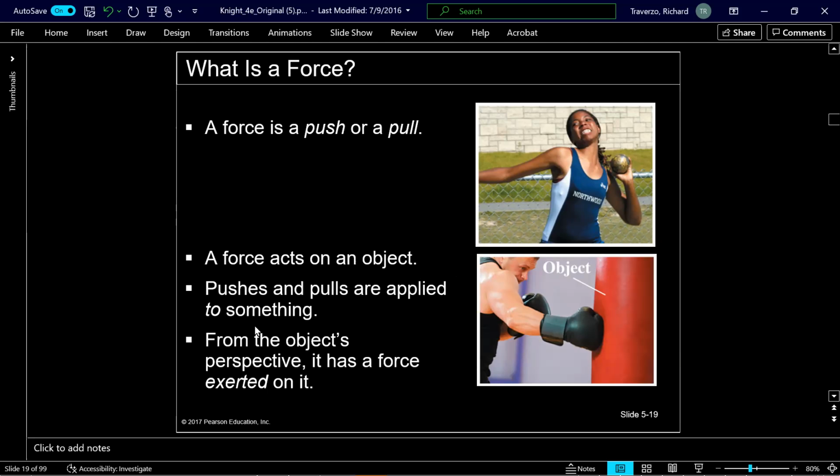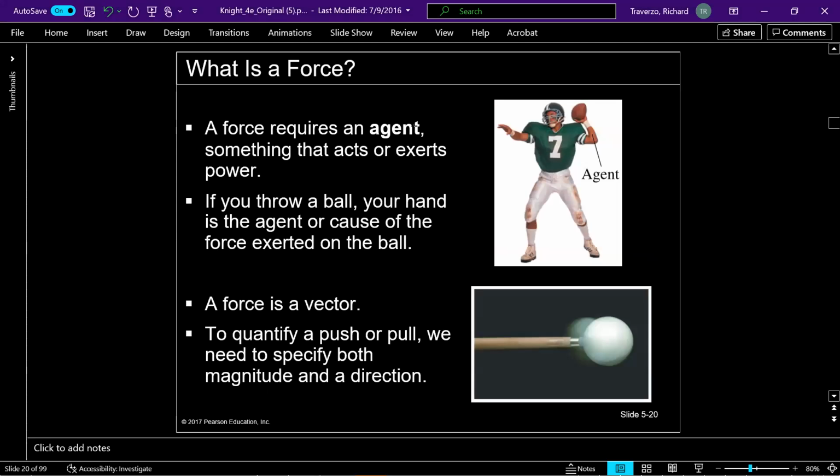Force pushes and pulls are applied to something. A lot of this is pretty clear. We use the word exerted a lot. Force is exerted on an object. That's certainly helpful. A couple of these pictures are good to keep in mind about an external agent.